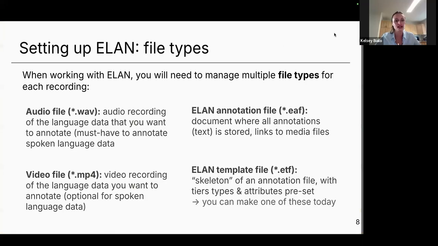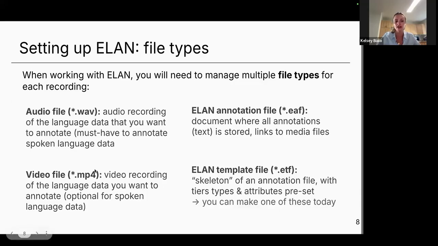So first things first, when you're setting up ELAN, you're going to be working with multiple different file types. The files that you'll need at the beginning are these two here, your media files. So you'll have an audio file that should be in a .wav format. And this is your audio recording of the language data that you want to annotate. If you are annotating spoken language data, you must have an audio file. Otherwise, ELAN won't work. It won't have anything to time align to.